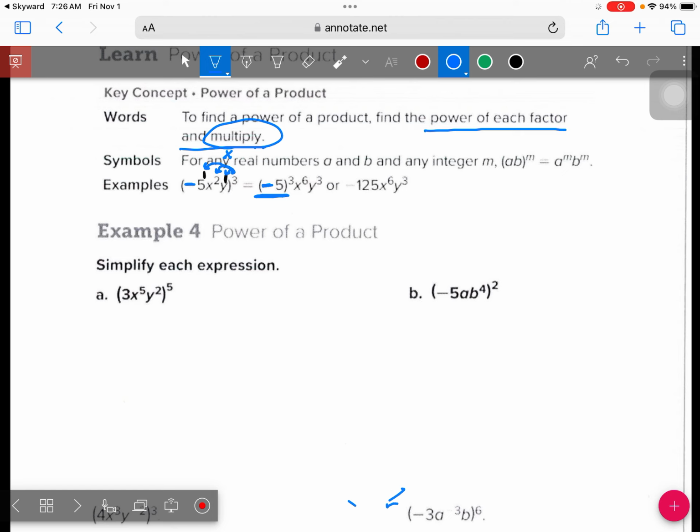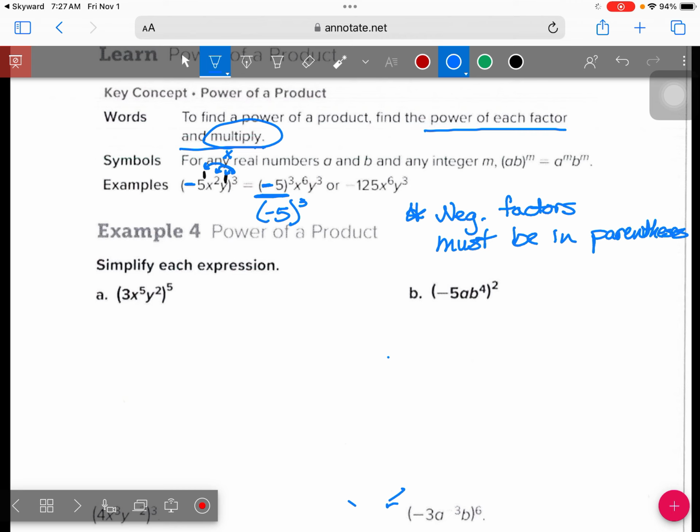So x to the 6th, y to the 3rd, those stay the same. And then on your calculators, you have to take negative 5 to the third power. Anytime you have a negative factor and it's raised to an exponent, you have to put it in parentheses. Okay? Negative factors. Write this down. Negative factors. So when you have things that you are multiplying, must be in parentheses.